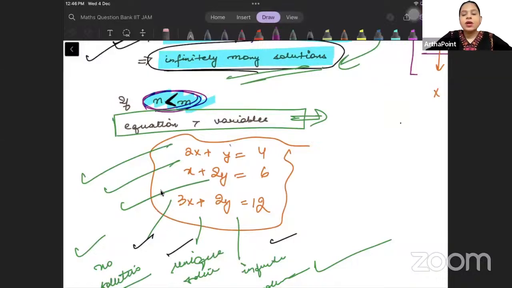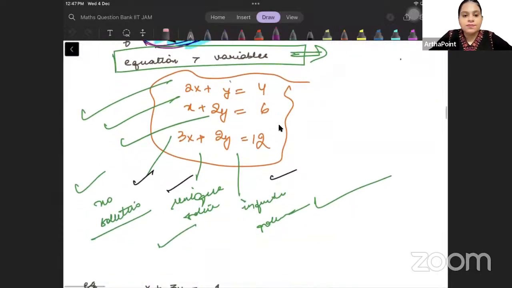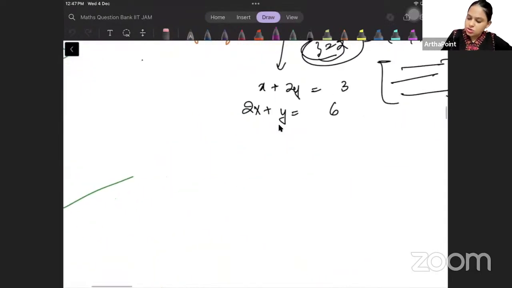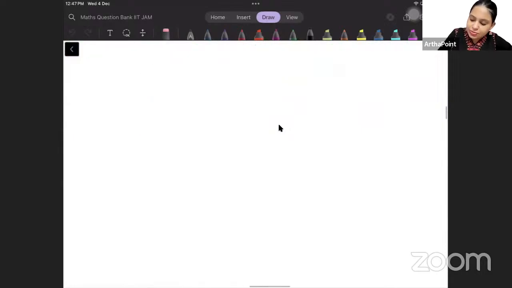Good afternoon. In the last class, I had asked you to think about examples in which you have more equations than variables and have different kinds of solutions: no solution, unique solution, and infinite solutions. So let's quickly think of some examples here.